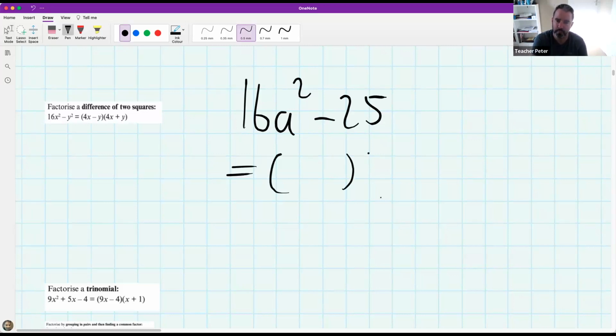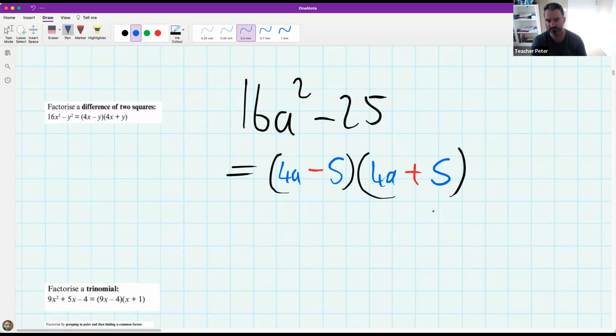So we know the difference of two squares always has this minus plus thing going on. And in this case, the square root of that will be that. Square root of that will be that. And so that is a factorized form of the difference of two squares.